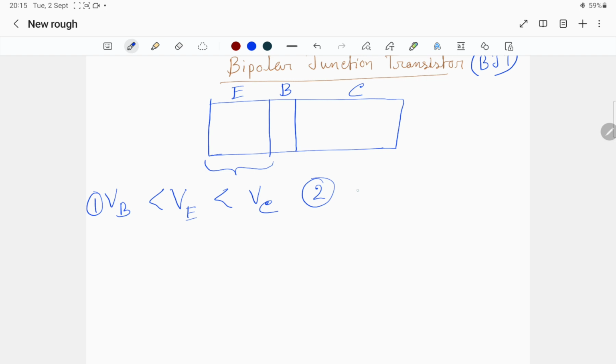Second, we must remember that the doping concentration in emitter is always greater than the base and collector, right? So I can write it like this. Type of dopant and everything will be discussed later, but first of all, if we talk about the numbers only, the doping concentration of emitter would be much larger than both base and collector. So that is another thing. These two things have to be there, otherwise BJT will not work, right?